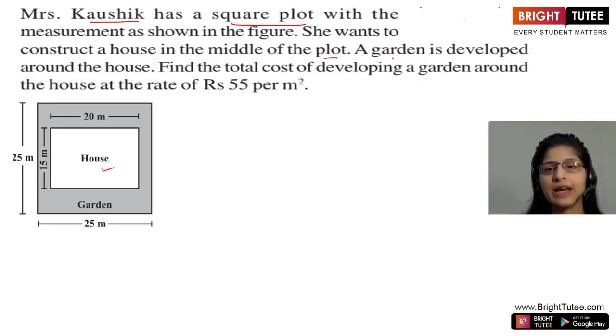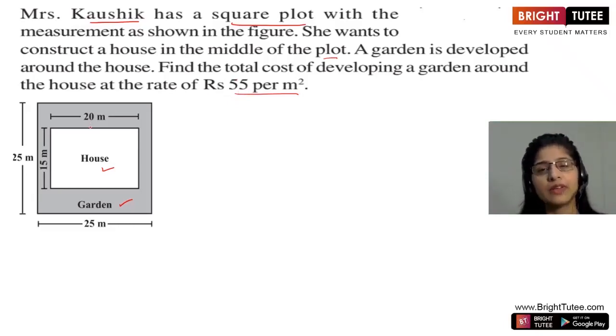Then they are saying a garden is developed around the house. This is the garden where it is written. Find the total cost of developing a garden around the house at the rate of rupees 55 per square meter. That means for gardening, the cost is rupees 55 per square meter. For 1 square meter, we have to spend rupees 55 for the gardening.